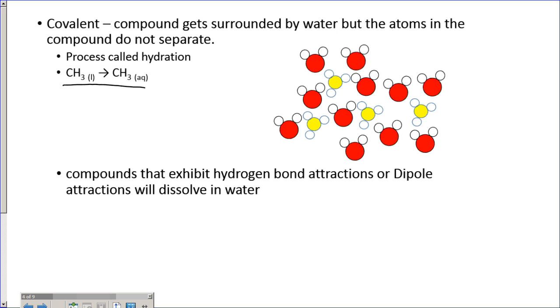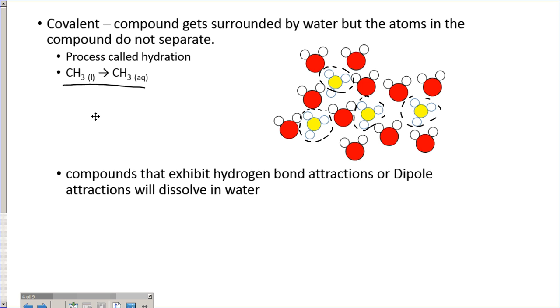Notice we're not breaking anything up like we did with the dissociation. It's just a liquid turning into aqueous. So if this is carbon trihydride, or I don't know exactly what that is, I'm not sure that this was the best choice, but we can see what happens is that the water separates the molecule, but the molecule itself completely stays intact. So one molecule is separated from another.